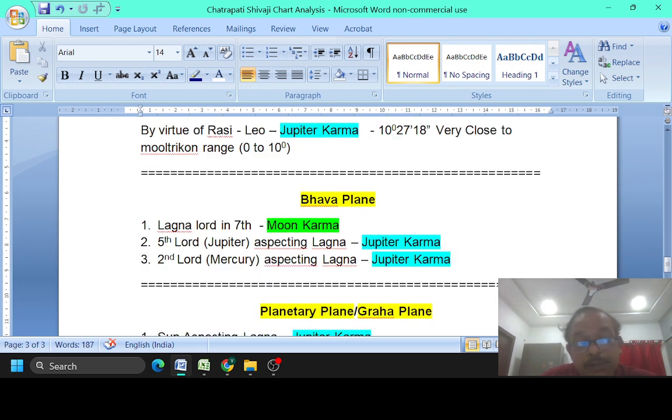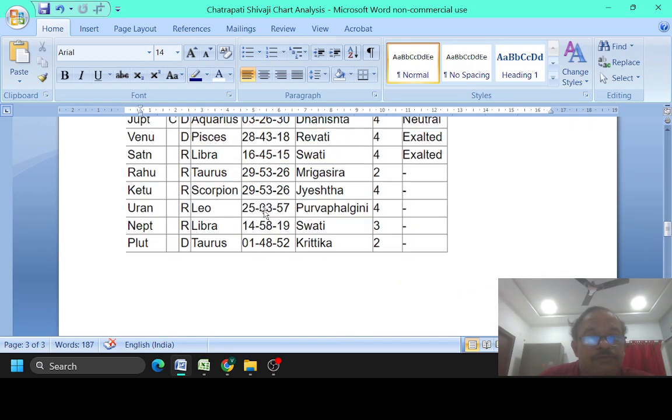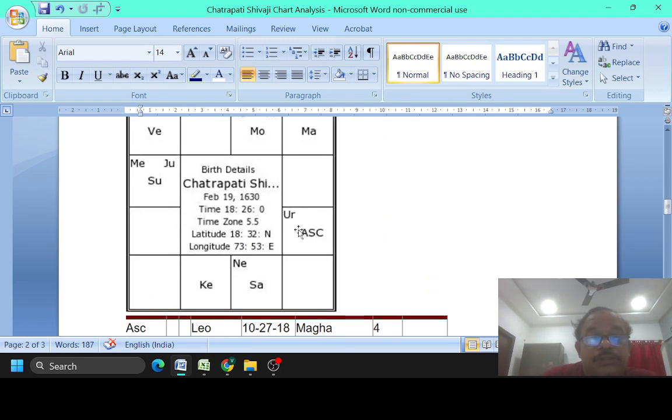The second plane is the Bhava plane. Here we have to look at the Bhavas. The Lagna Lord is in the 7th house, so there is a 1-7 connection. And the second lord, Mercury, is in the 7th house aspecting Lagna, so there is a connection of the second lord with Lagna. And there is a 5th lord connection with Lagna.